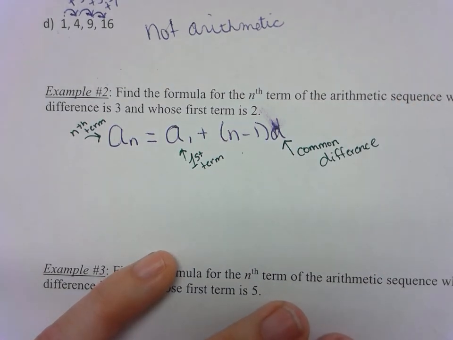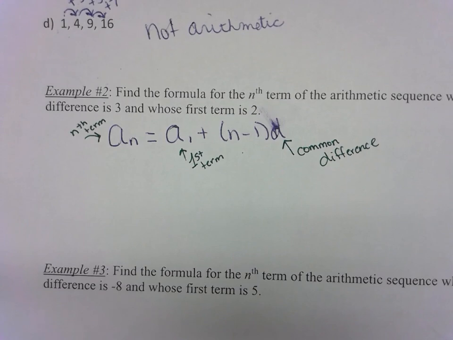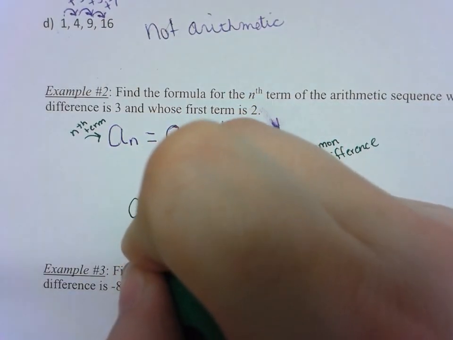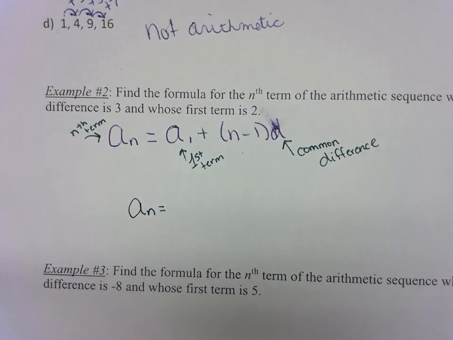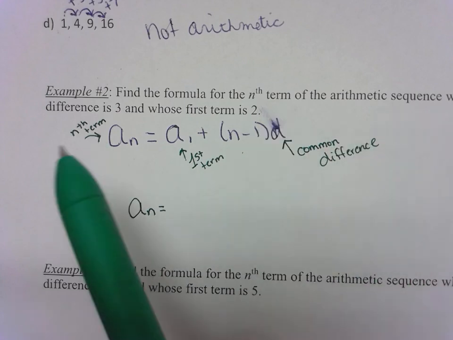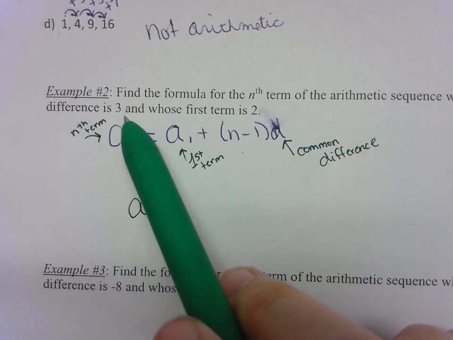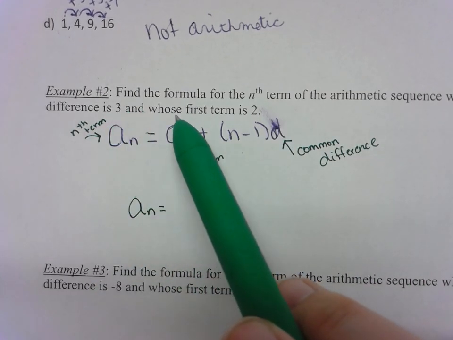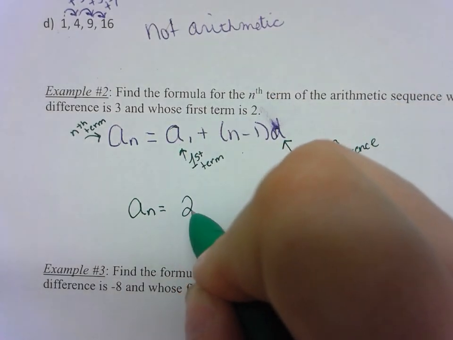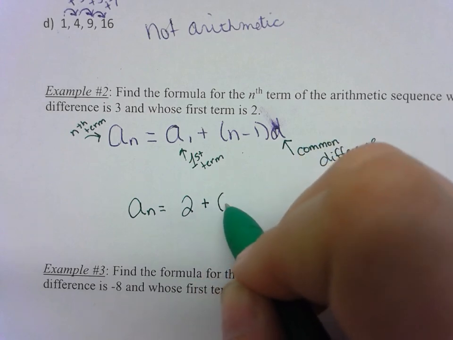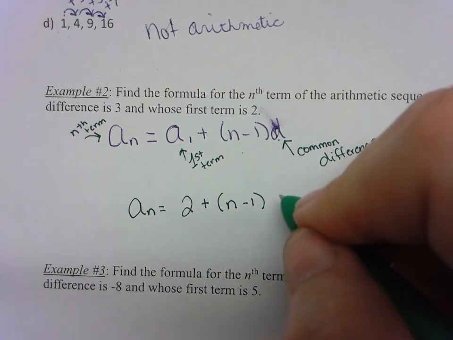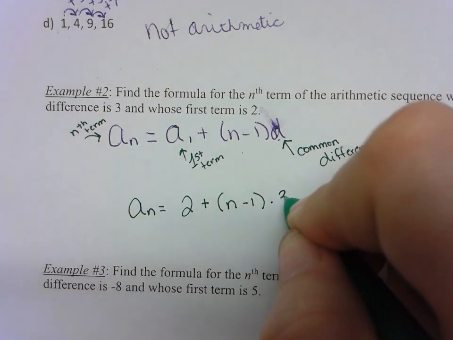Okay? So let's put everything into its place. Find the formula for the nth term. In other words, find a sub n equals... it's arithmetic, so we know that this is going to work, whose common difference is 3, so there's our d value, and whose first term is 2. So here our first term is 2, plus, we don't know what n is yet, so we're just going to leave it as n minus 1, and the common difference is 3.